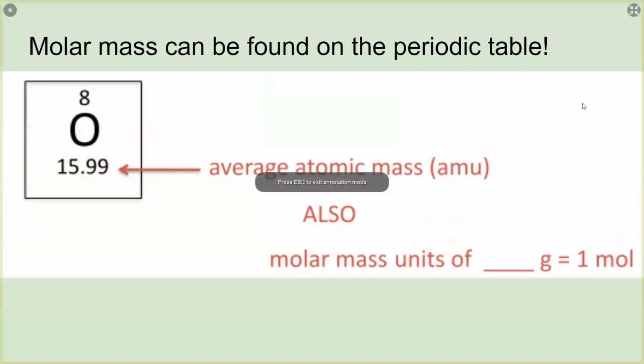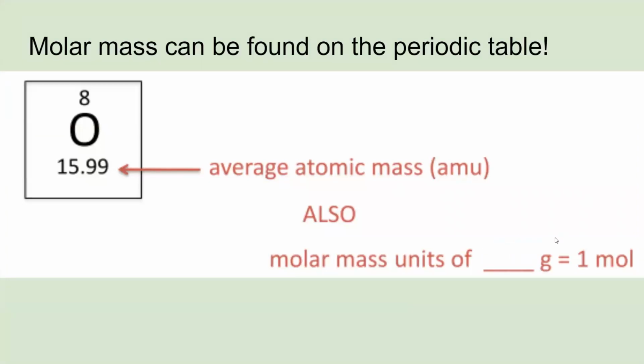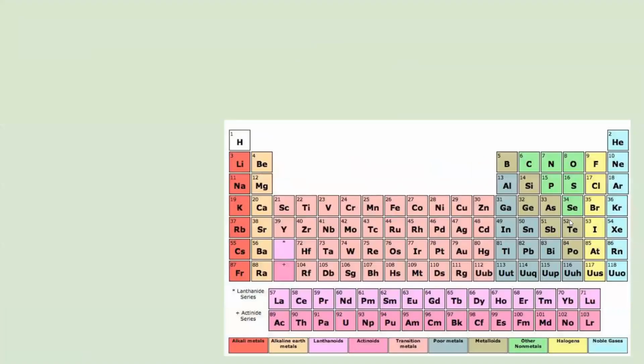Okay, so you guys have this little blurb in your notes. This number right here is your average atomic mass in AMU, but it's also the molar mass. So if we had 1 mole of oxygen, its molar mass would be 15.99 grams. Okay.